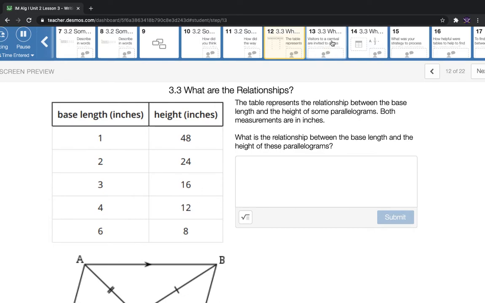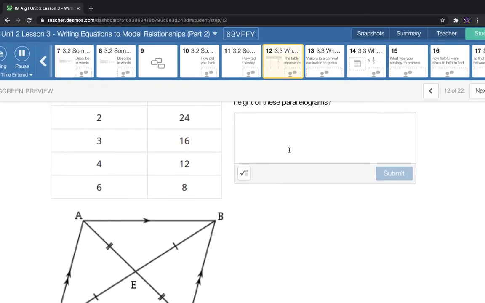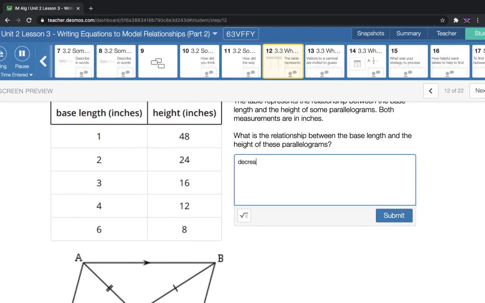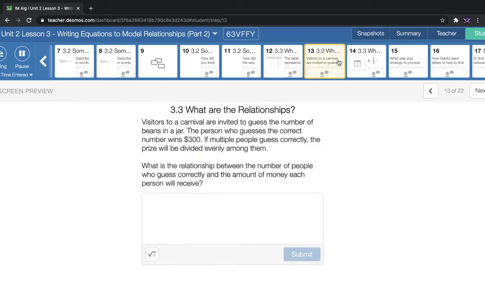It's tough, right? It's tough. So if we were to write this, what is the relationship? Okay, well, it decreases, doesn't it? It decreases. What else could I say? Could I say anything else? And what decreases? So the height, how about this? The height decreases as the base length increases. Okay, so we could say that. So as the length goes up, the height gets smaller.